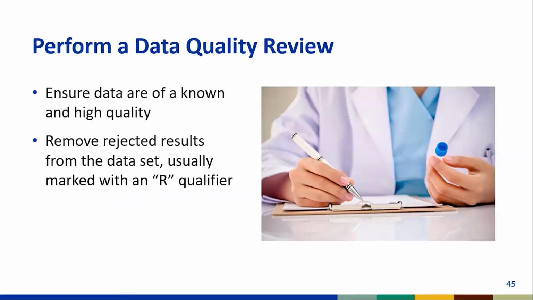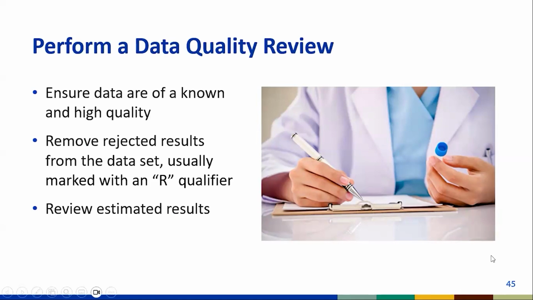Next is to review the data for rejected results, usually marked with an R qualifier. These results are unusable due to significant deficiencies in laboratory analysis or quality control. Health assessors should remove these results from their dataset before calculating 95 UCLs, and then note this limitation in their health assessment or report.